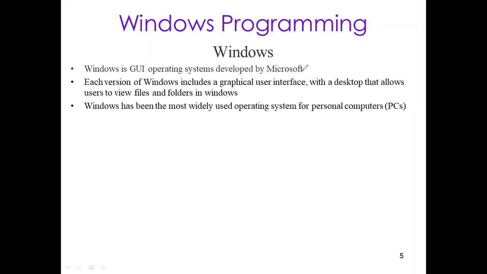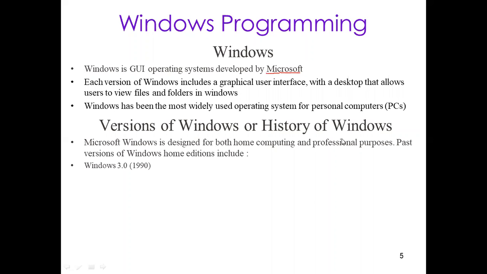So what do you mean by Windows? Windows is the graphical user interface operating system developed by Microsoft. It provides an interface between the system and the user so that the desktop applications, like files and folders, can be accessed, and this is widely used in most personal computers.